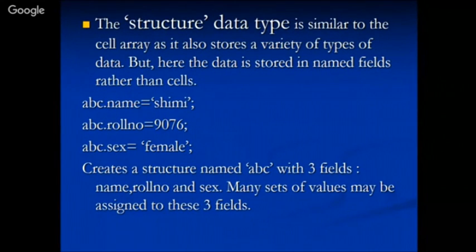So next is structure. Structure is also a data type used in a similar way to the cell array. But here, you have the string type. So you can see ABC dot name, where you want to give a name or a string. These are also different data types that can be put into a group. So here it creates a structure named ABC with 3 fields, that is name, roll number, and sex. And many sets of values may be assigned to these 3 fields. So this program also we will just try now.